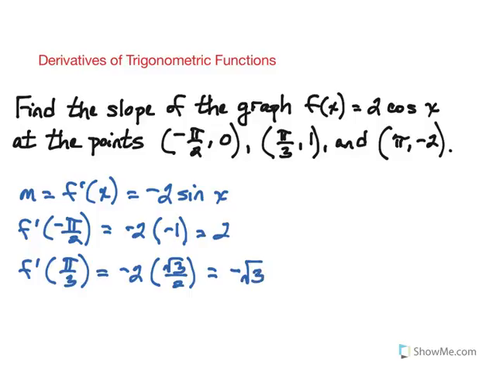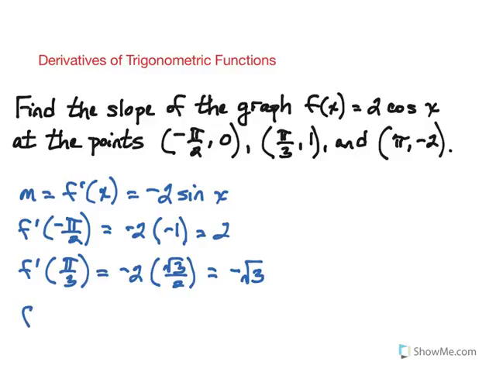So you can see what's happening if you think about the meaning of your derivatives coming out positive or negative. At the x value of negative pi over 2, our derivative value there was a positive 2. So remember that means at that particular point the curve is increasing. Whereas at the x value of pi over 3, our derivative came out negative. So that means at that particular point the curve is decreasing.